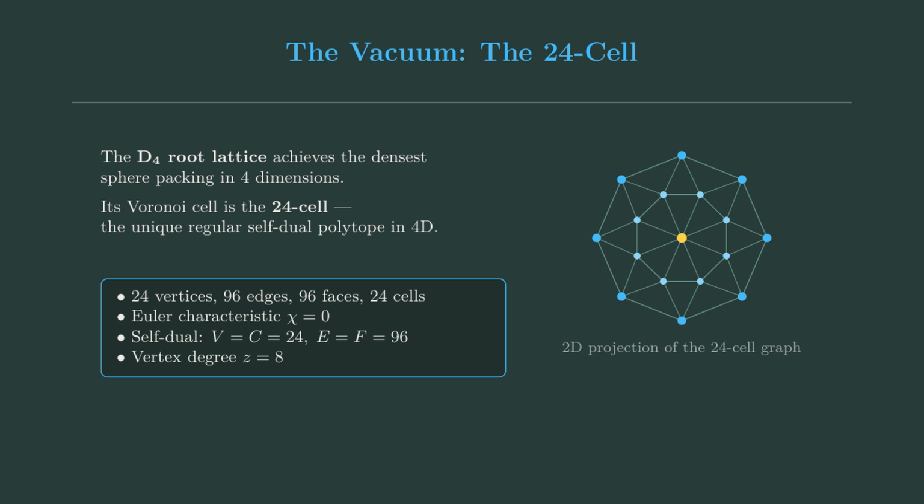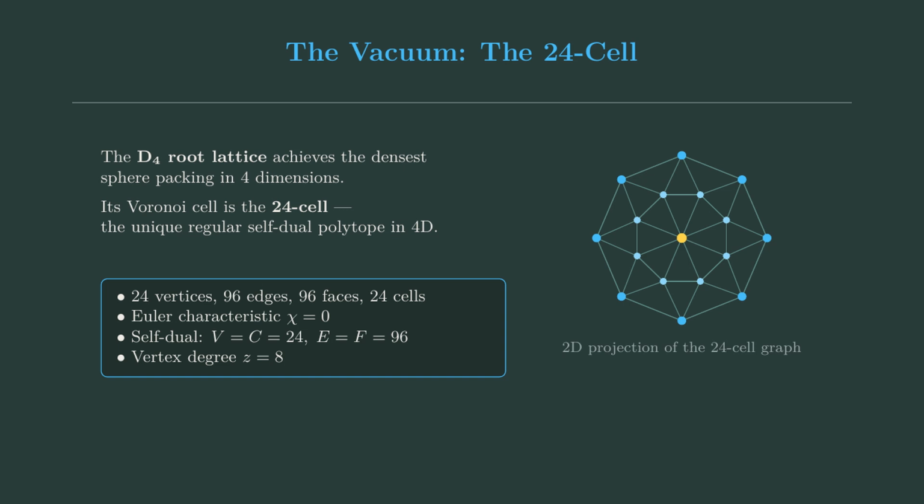And the remarkable thing is that a lattice this simple, built from a single class of root vectors in 4 dimensions, turns out to be rich enough to contain everything. So what is the D4 root lattice? In 4 dimensions, the densest way to pack spheres is the D4 packing. Its Voronoi cell, the region of space closest to each lattice point, is the 24-cell.